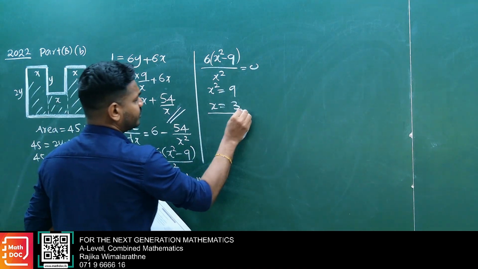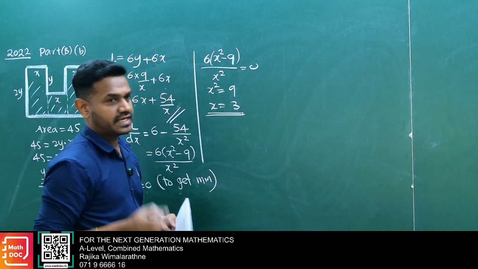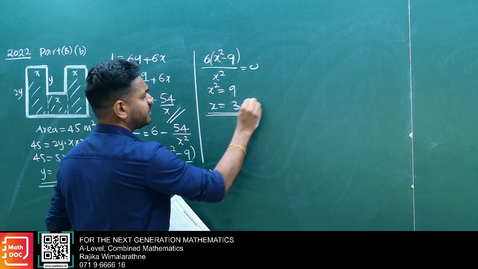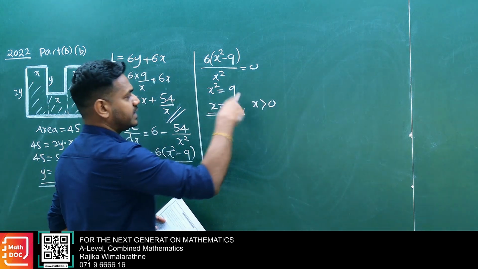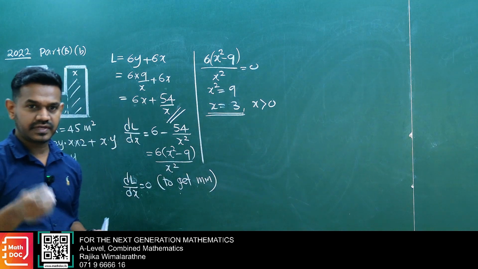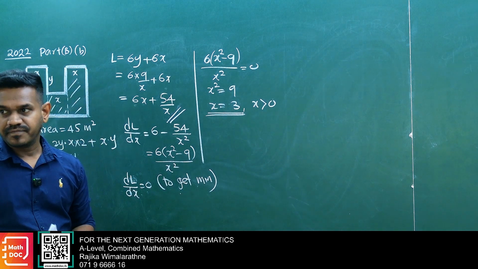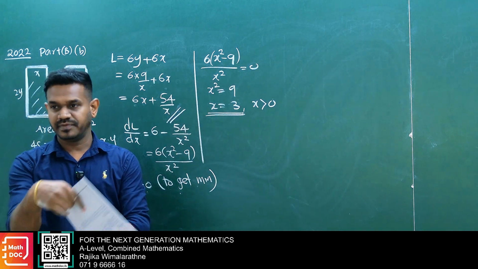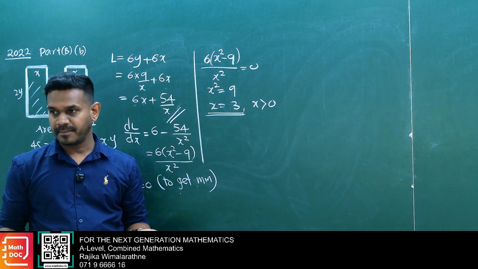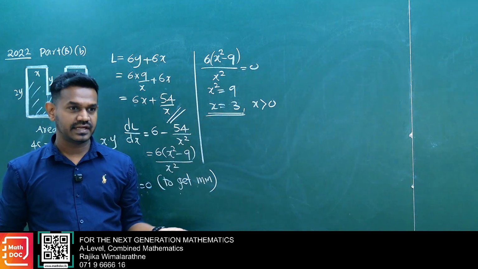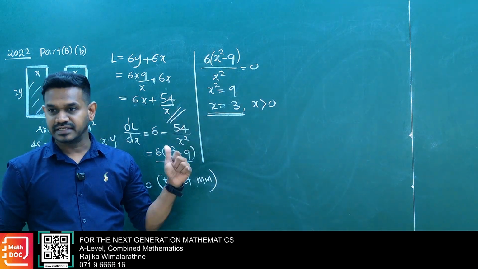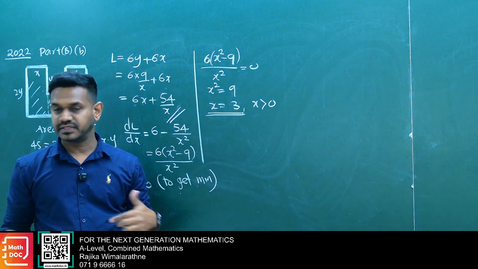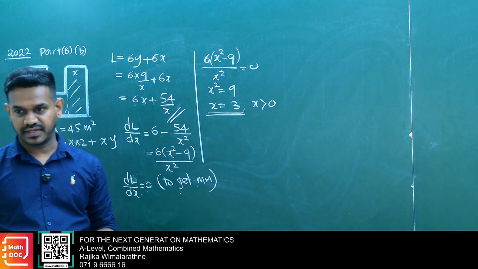Here no need to write plus or minus 3 because x is positive. Since x means length, don't worry about getting negative values. In pure mathematics we get plus or minus 3, and in algebra we have to take that. But in this application the side length is positive, so you can consider only positive values.